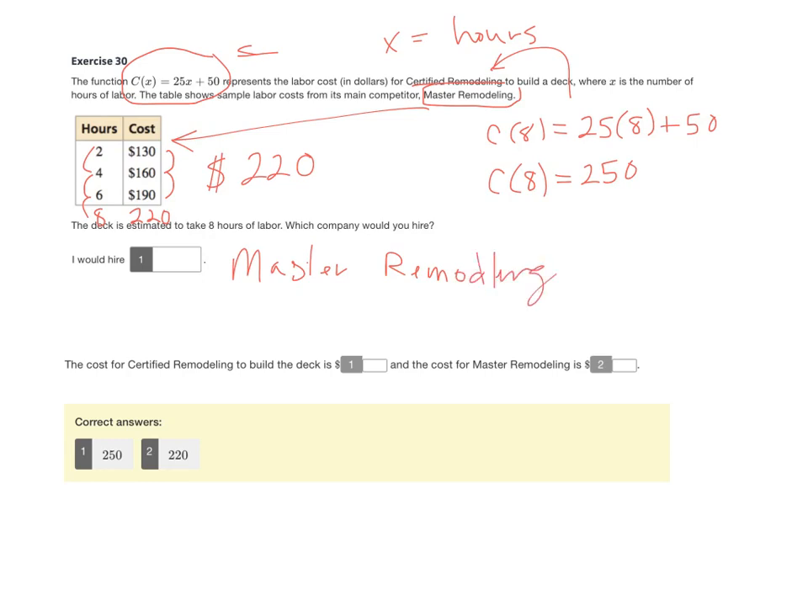Now, that is if you knew that the quality was going to be exactly the same and you were just looking at the dollar amount, you would go with master. The cost for certified remodeling to build the deck. So certified, we came up with $250, and master, we came up with $220.